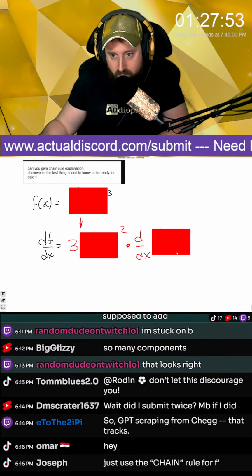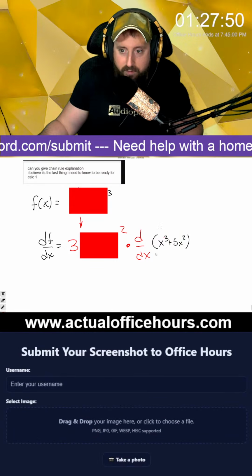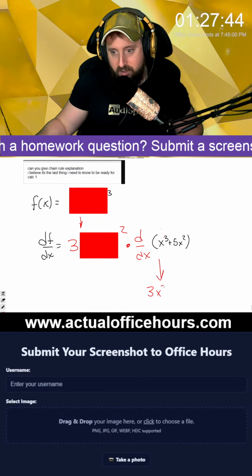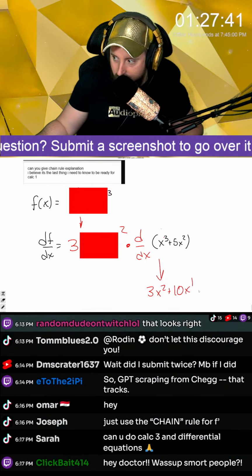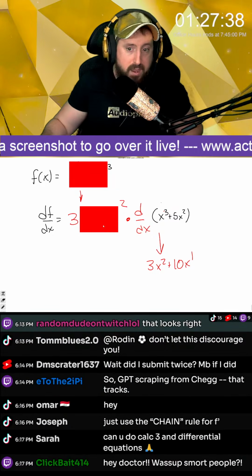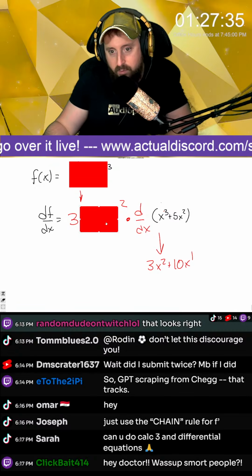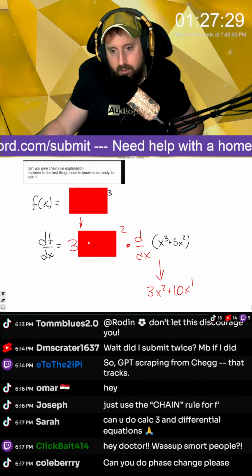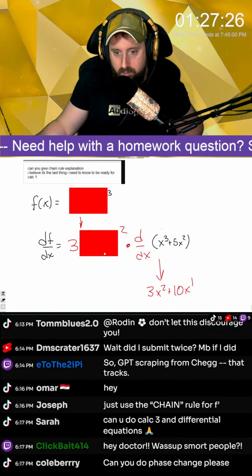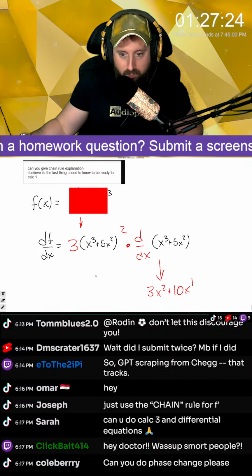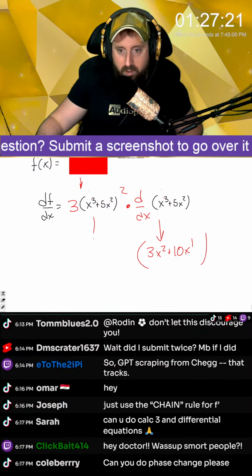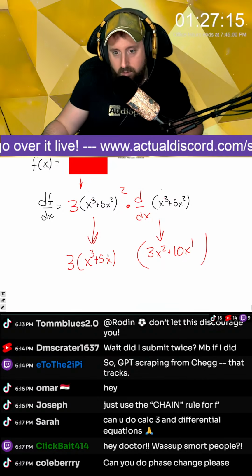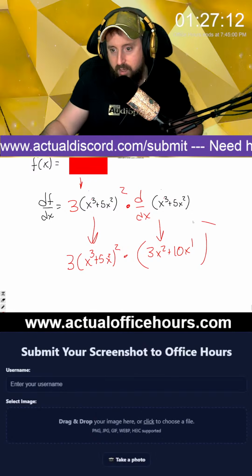In that case, derivative of what's in the box is the derivative of x to the third plus 5x squared. That's just going to be a nice simple power rule. That's 3x squared plus 10x to the first. Okay? And then you can kind of remove and be like, okay, well, what was this box? Well, box. Oh, we got rid of the box. Wait, where'd the stuff from the box go? Yeah. Okay. Now I know what was in the box anyways. And so my final answer becomes 3 times x to the third plus 5x squared, squared, times this.